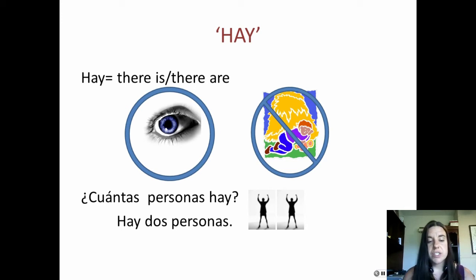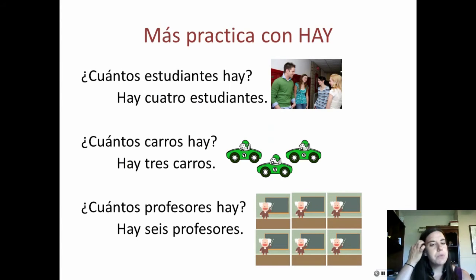So you might answer the question, ¿Cuántas personas hay? How many people are there? How many people are there in those pictures? To answer it, you would say, hay dos personas. Some more practice. ¿Cuántos estudiantes hay? Hay 4 estudiantes. ¿Cuántos carros hay? How many cars are there? Hay 3 carros. ¿Cuántos profesores hay? Hay 6 profesores.